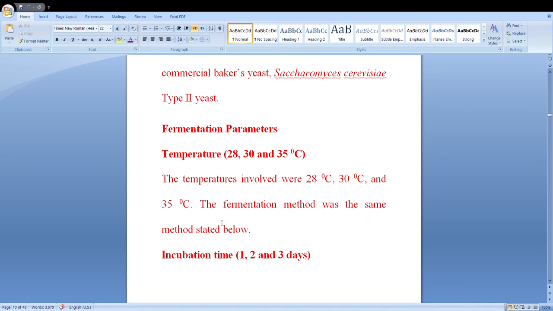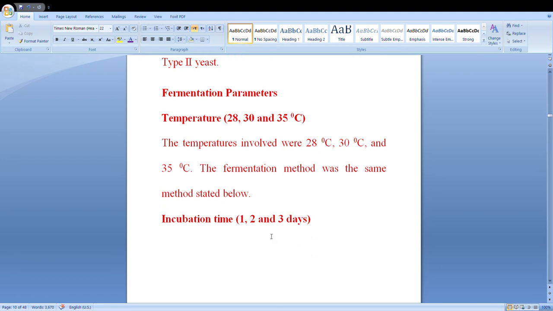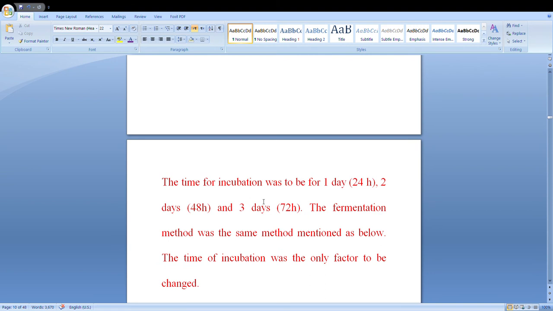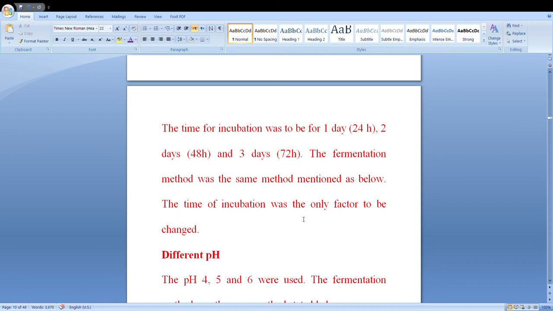The fermentation method was the same as stated below. Incubation times were 1 day, 2 days, and 3 days, different intervals of time: 1 day, 24 hours; 2 days, 48 hours; and 3 days, 72 hours. The fermentation method was the same. Time of incubation was the only factor to be changed.